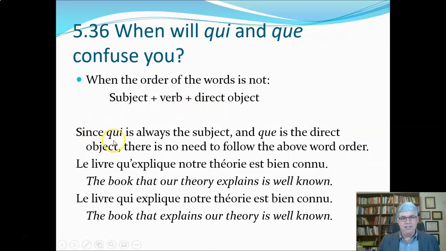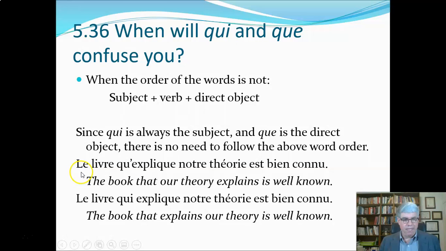Since qui is always the subject and que is the direct object, there's no need to follow the above word order. So we know that the word that comes before que is going to be the direct object, and the word that comes before qui is going to be the subject. So, le livre qu'explique notre théorie est bien connu. Okay, so we're talking about some book that is explained by some literary theory here.